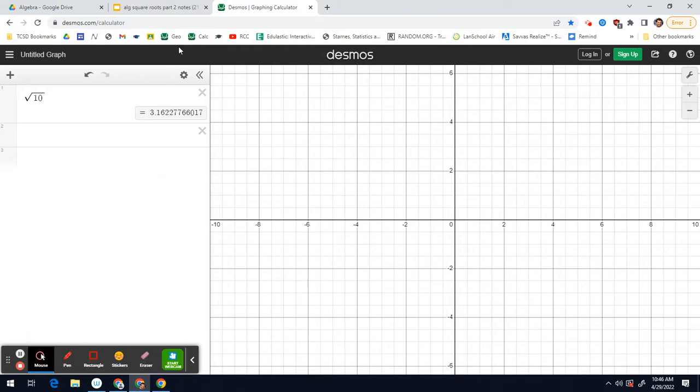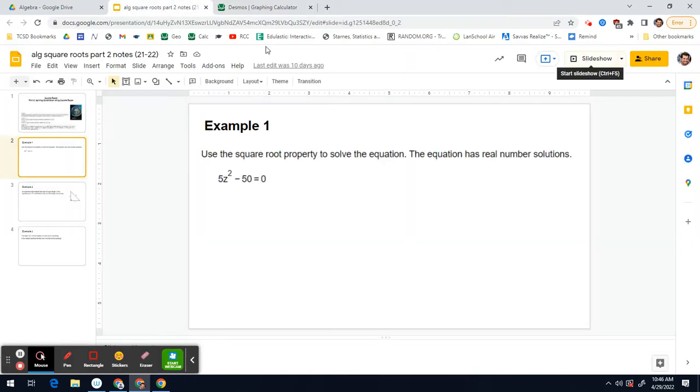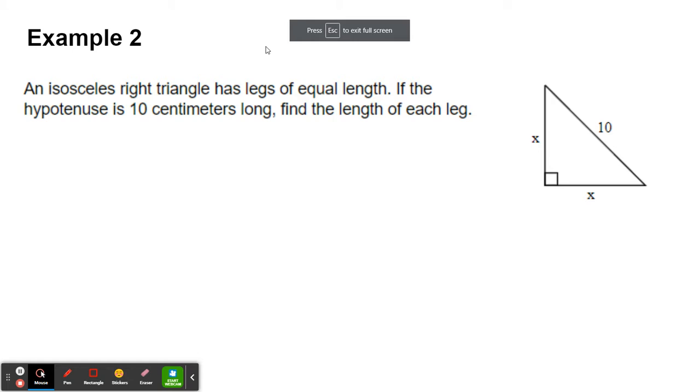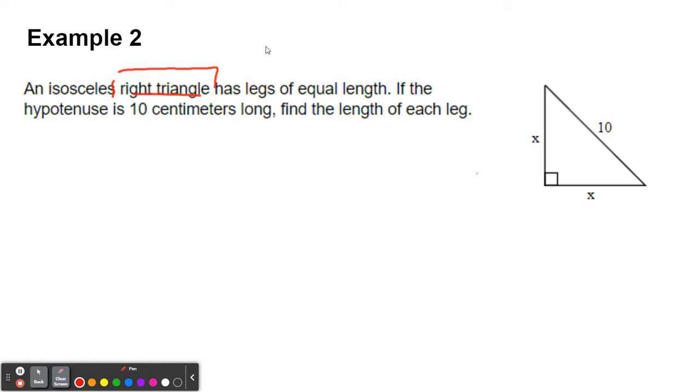All right, next, let's take a look at the next problem we have here. Example 2. It says an isosceles right triangle has legs of equal length. If the hypotenuse is 10 centimeters long, find the length of each leg. So when I see right triangle, and I'm talking about the lengths of the sides, I immediately think of Pythagorean Theorem. Right? I told you we were going to use this Pythagorean Theorem a couple times. Pythagorean Theorem: a squared plus b squared equals c squared, right?